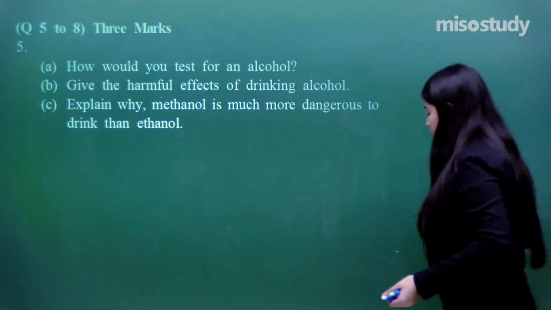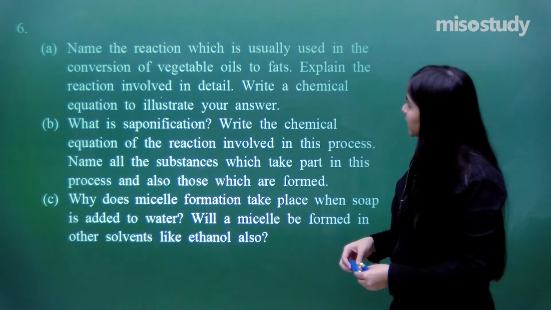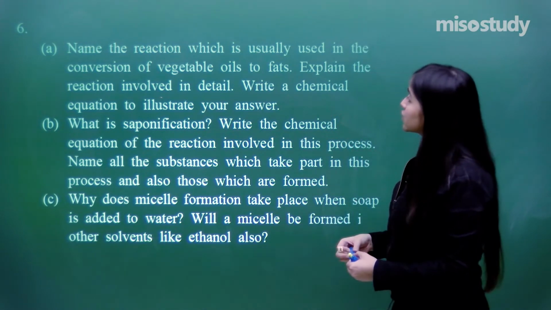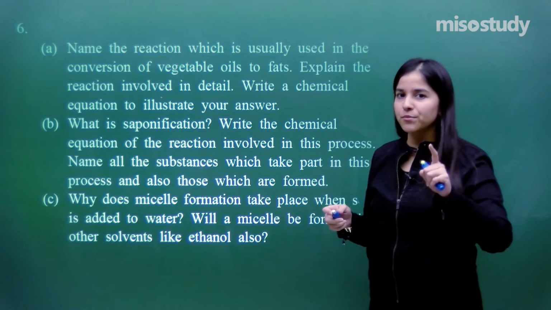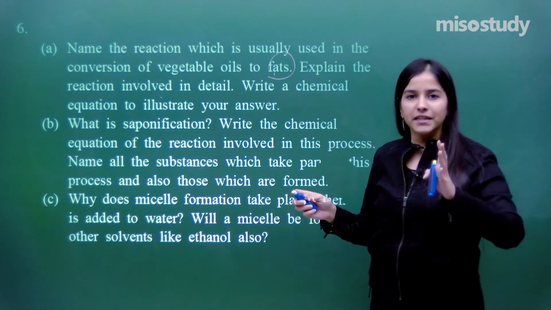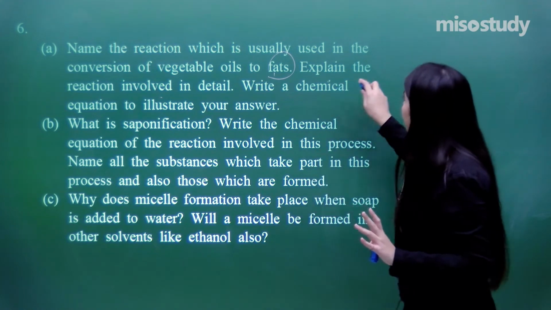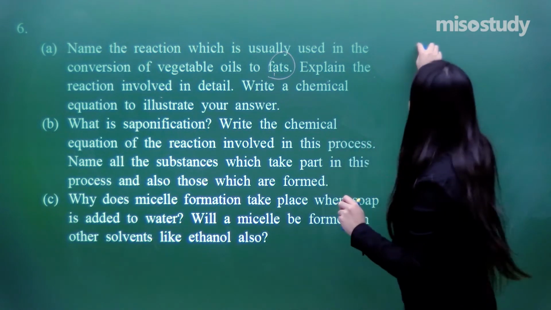Now moving on to the question number 6. Again a 3-mark question. Yeah. Name the reaction which is usually used in the conversion of vegetable oil to fats. Yeah, I have told you this reaction, vegetable oil to ghee. Yes. Fats and oil, it's one and the same thing. It is nothing but ghee. Explain the reaction involved in detail. So basically this is an addition reaction. Yes.